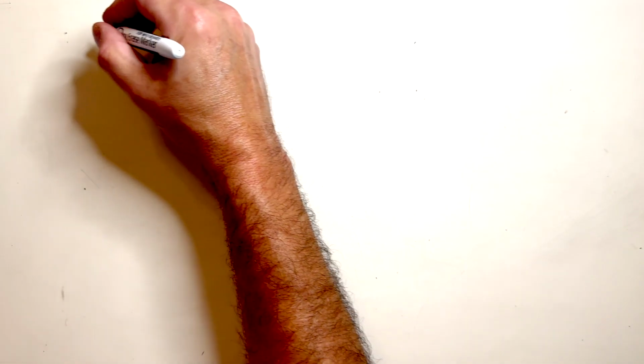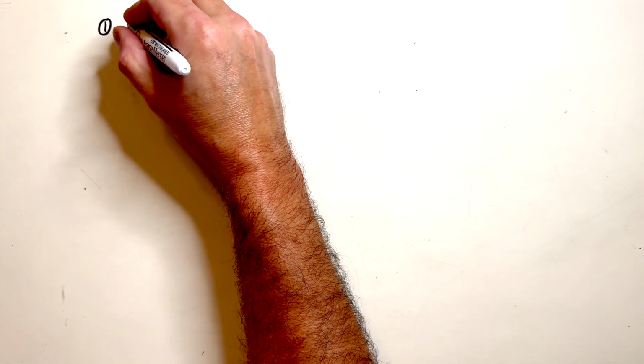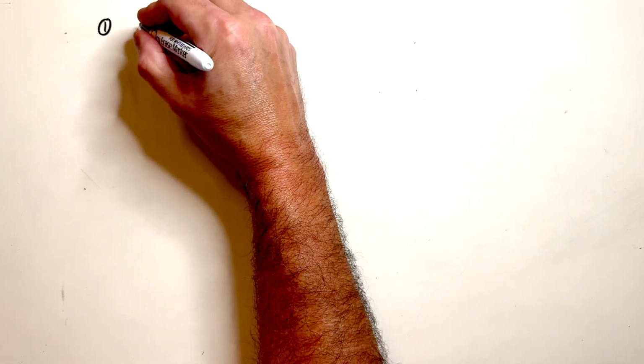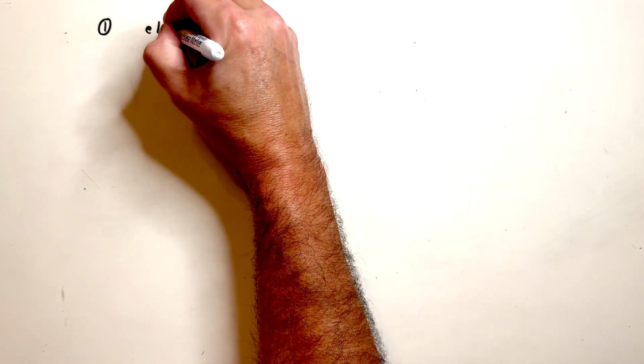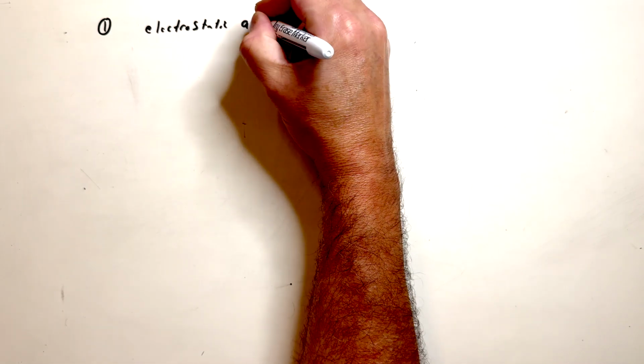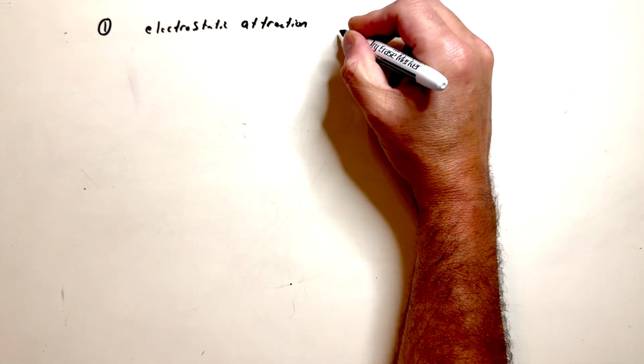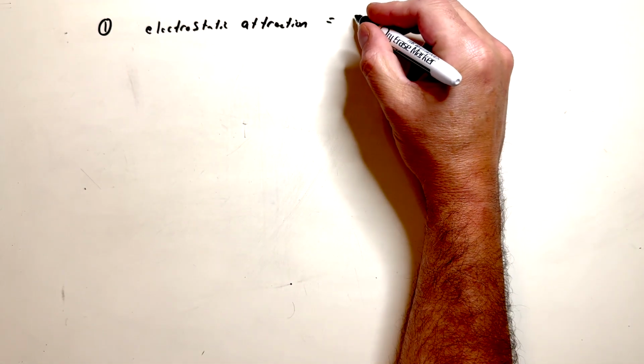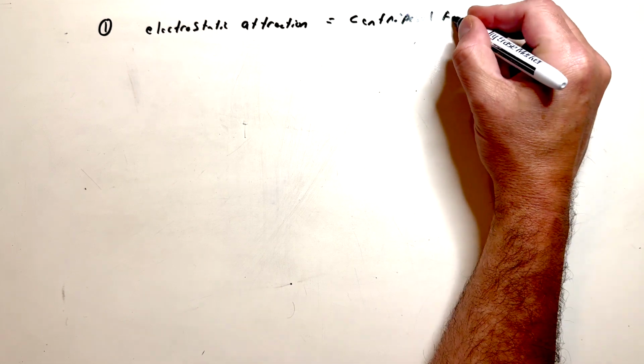So, what are we asked to do here? We're just trying to get an idea about how fast electrons move. And in this problem, we're going to basically equate the electrostatic attraction of the electron to the atom with the centripetal force.